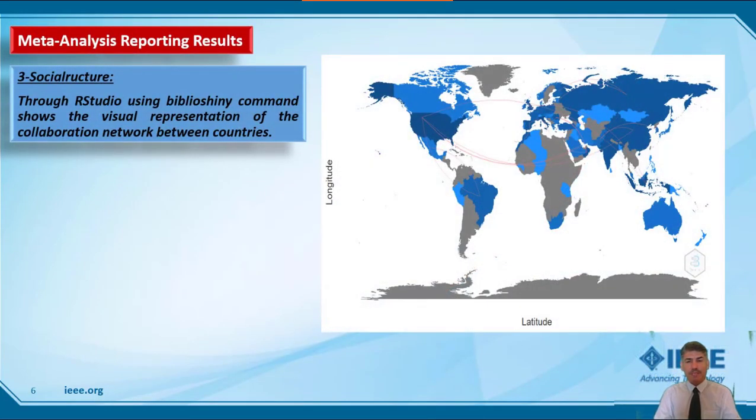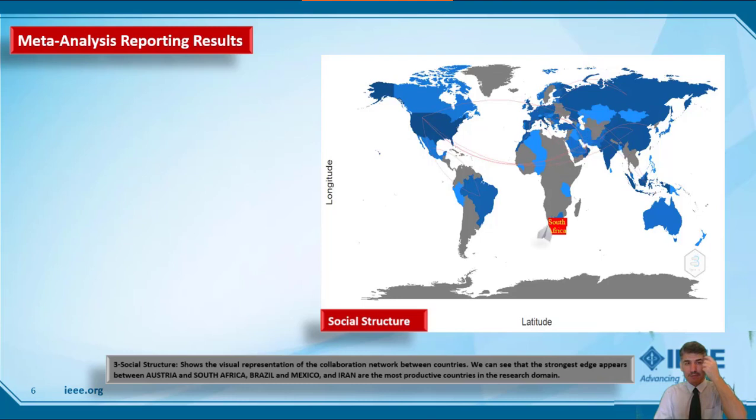The third result from the meta-analysis is social structure. The social structure, through RStudio using the Biblioshiny command, shows the visual representation of the collaboration network between countries and other countries. South Africa with Mexico, Iran with Brazil, they have a good combination between them. So sometimes we say social structure for our article, or we can say co-author or collaboration network between countries.